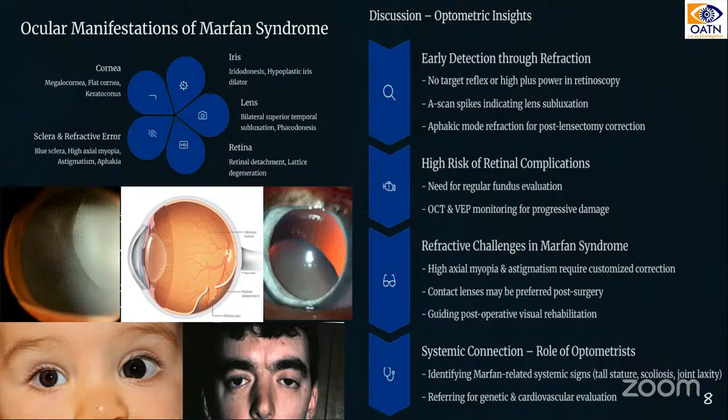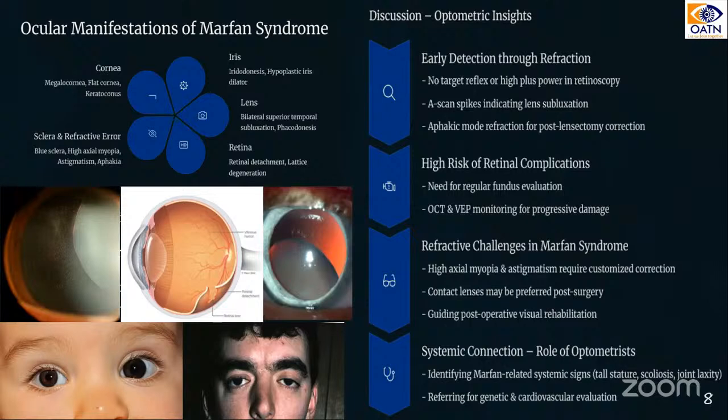In the first case presented, the infant was brought to the hospital solely for defective vision. Before that, the parents were not aware of his Marfan syndrome. Only after an eye examination was he referred for systemic evaluation, leading to the diagnosis of Marfan syndrome.